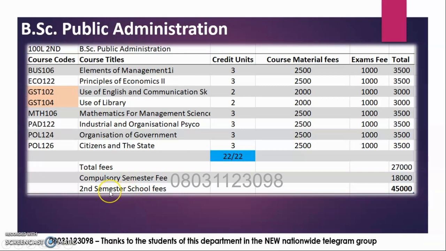100 level second semester, you have these courses and they are all required, and the total fee is 45,000. You must pass all of them in order to graduate.